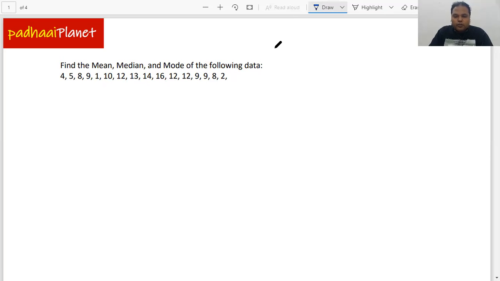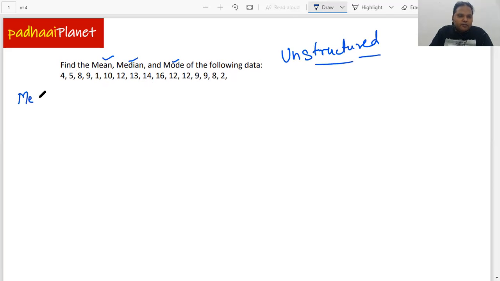The data which is not put into any kind of frequency tables, that's called unstructured data, right? Now, we need to find out in this video the mean, median, and mode of this particular data set. As some of you might have seen in my previous video, we have already explained that the mean is basically the sum of the data values divided by the number of data values.